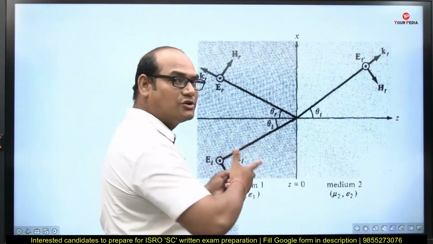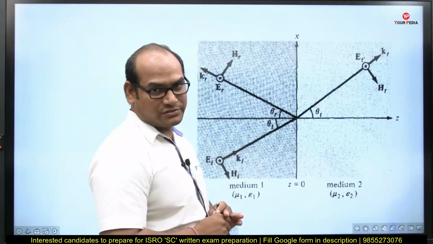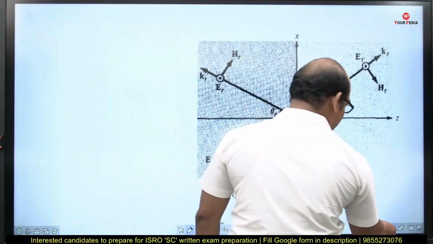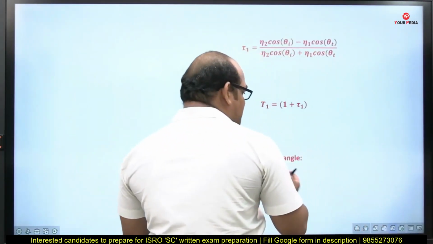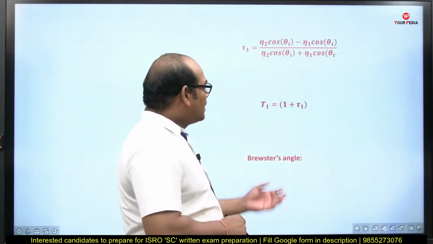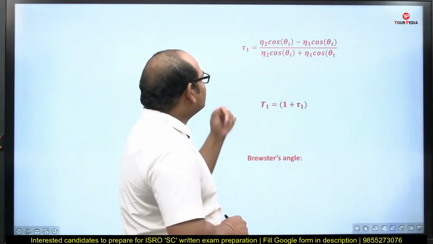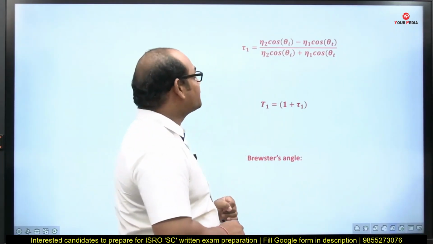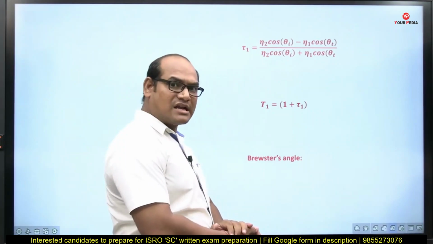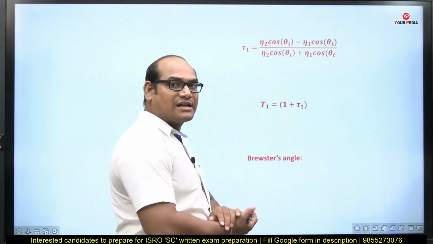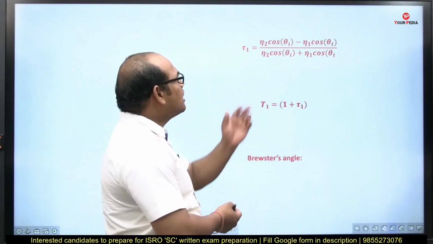Okay, here it is somewhat difficult to show, so you can practice that one. Then corresponding to this particular perpendicular polarization, this is the equation for the reflection coefficient, and this is the equation for the transmission coefficient. So we got the same formula now here in the normal incidence also, but here some change is there.